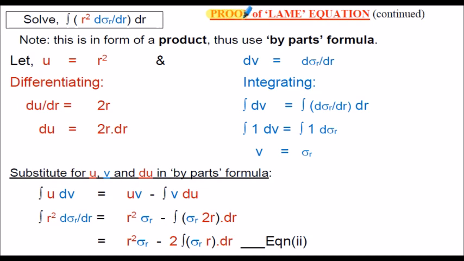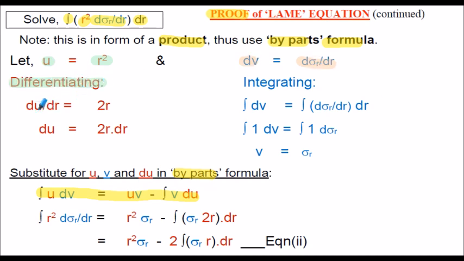Proof continued. What we're going to do now is solve the second integral, the integral of r squared multiplied by d sigma r divided by dr with respect to r. This is actually a product, and from a previous presentation, we know that to integrate a product, we use the by parts formula. The by parts formula is shown here. In the by parts formula, we have to designate a u and a dv term. So in this case, the u is r squared, and the dv is d sigma r divided by dr.